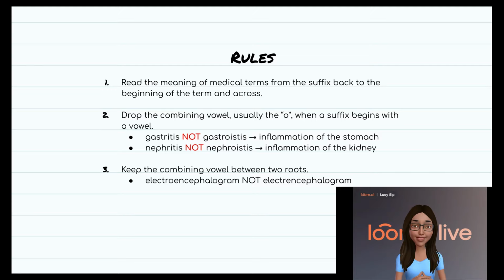One last example is electroencephalogram. Again, we start from the last word element. The suffix gram means record. The combining form encephalo means brain, and the prefix electro means electricity. Read together, electroencephalogram means record of electricity in the brain.